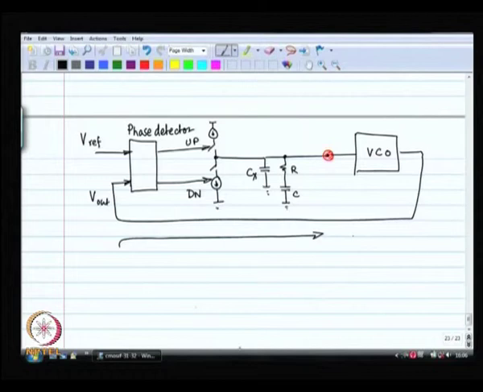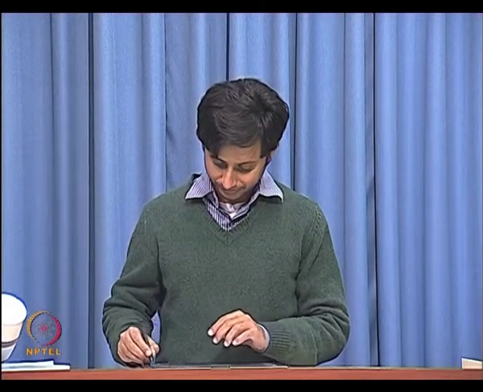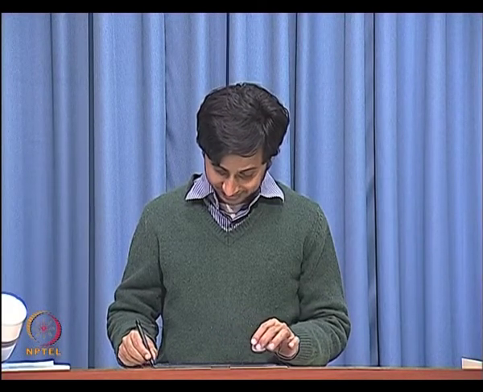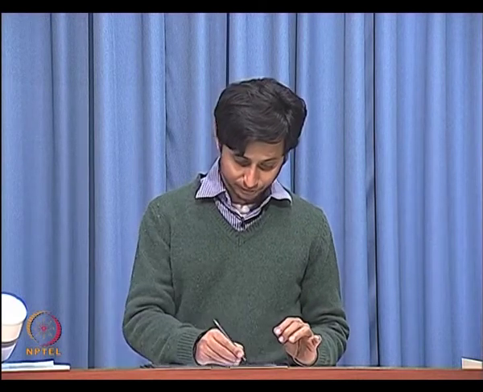Right. So, the idea is that this loop bandwidth has got to be much lesser than the oscillation frequency by itself. How much lesser? It turns out that if it is not at least 10 times lesser, then the system is not going to have the dynamics that we described here. In fact, what is going to happen is that this approximation that we made is no longer going to be valid.